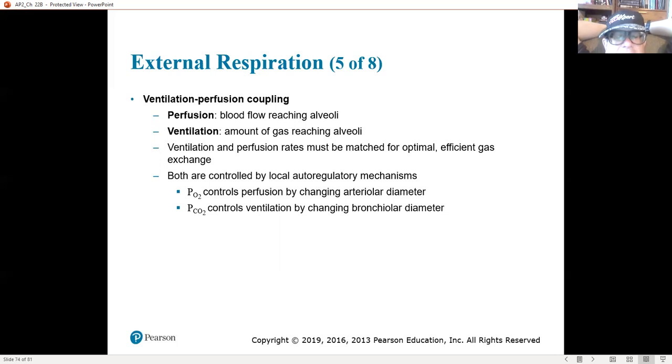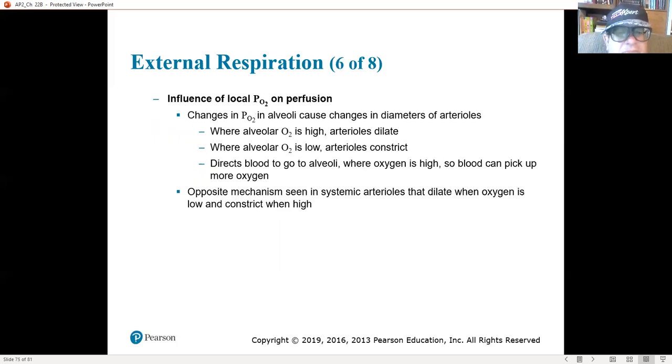arteriolar diameter, how much vasoconstriction, vasodilation we're doing. The partial pressure of carbon dioxide will control ventilation by changing the diameter of the bronchi, doing bronchiole expansion, bronchiole contraction. So changes in partial pressure of oxygen in alveoli cause changes in the diameter of the arterioles.